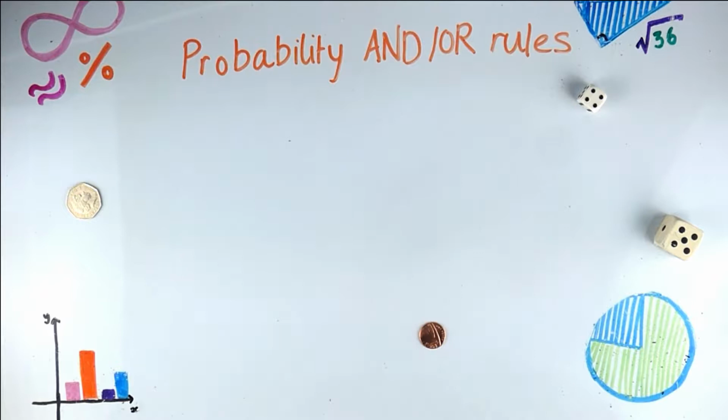Probability, the and or rules. So first of all, when talking about probability, it's important to know the difference between an independent event and a dependent event. So I'm going to write down what the difference is now, and then I'm going to run through some examples.